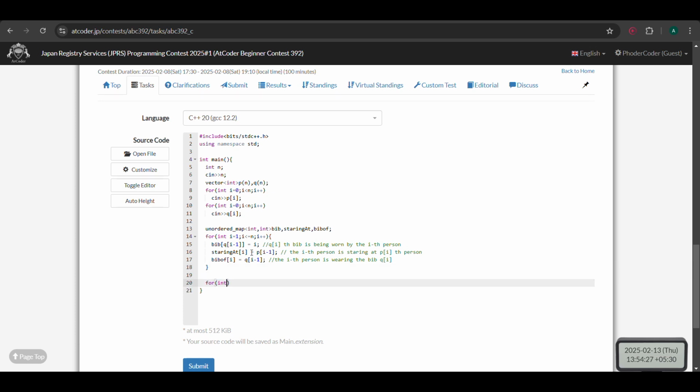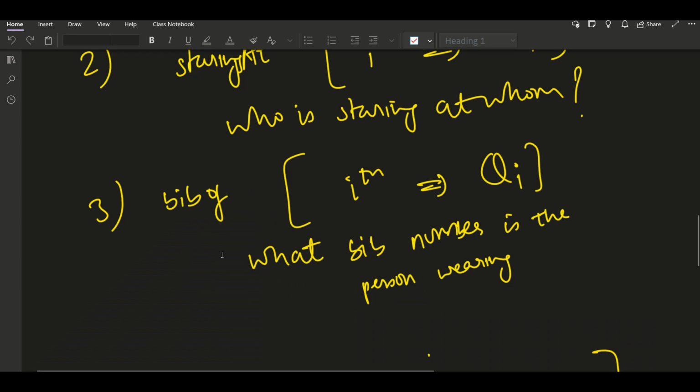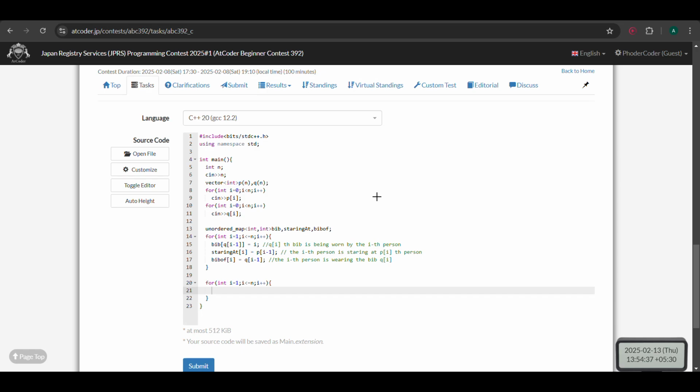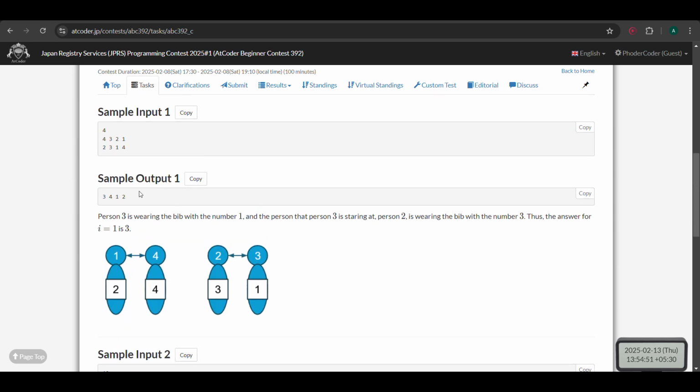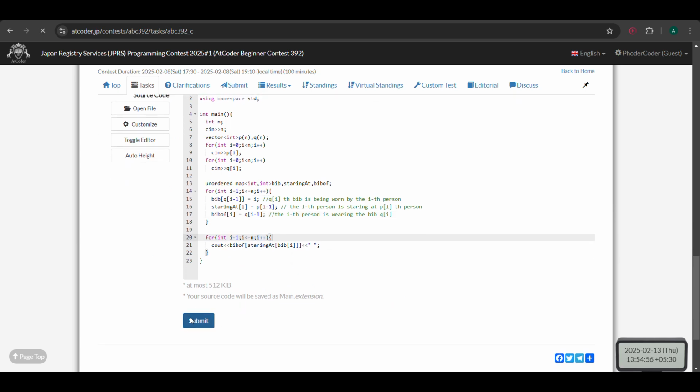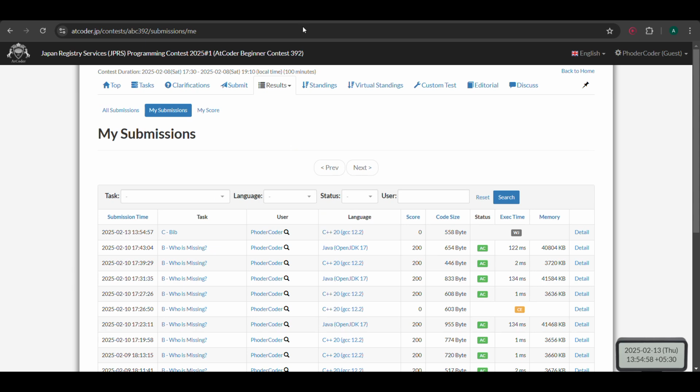Now what is the answer for every query? What we have to print is the bib of the person staring at the person wearing the bib I. So we will print bib of the staring at the person wearing the bib of i. That is it, and we need to print it all using separated spaces. You should read the output format very carefully. Alright, let's submit this. As you can see, my code got submitted.